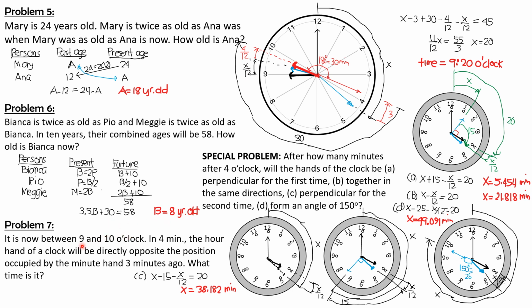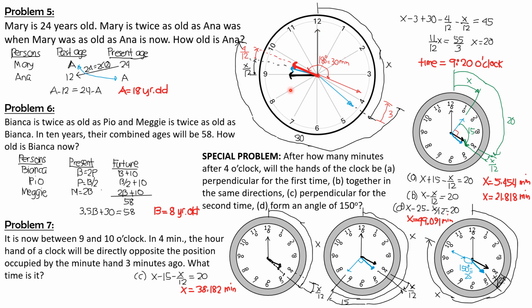7. It is now between 9 and 10 o'clock. In 4 minutes, the hour hand of the clock will be directly opposite the position occupied by the minute hand 3 minutes ago. What time is it? So the suggestion is you draw a clock with initial reading 9 o'clock. So this is the hour hand, that's the minute hand.